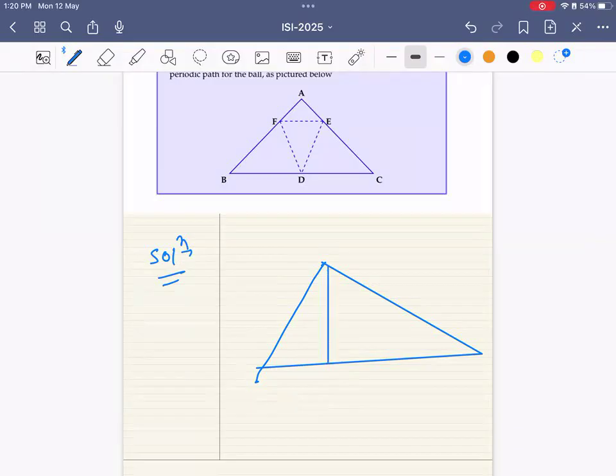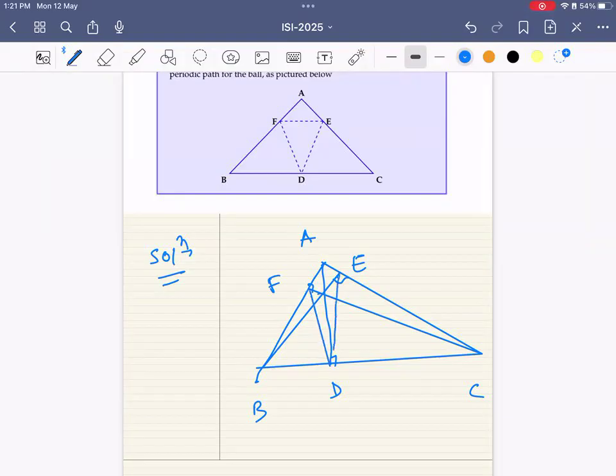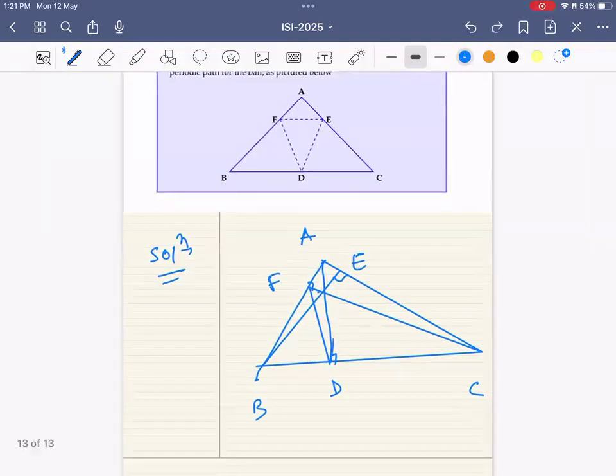Say that this is a perpendicular. Say that this is a perpendicular. And say that since they're concurrent, so say that this is a perpendicular. So say that this is A, this is B, this is C, and this is D, and this is E, and this is F. So we'll not wait for it. So now look at this.